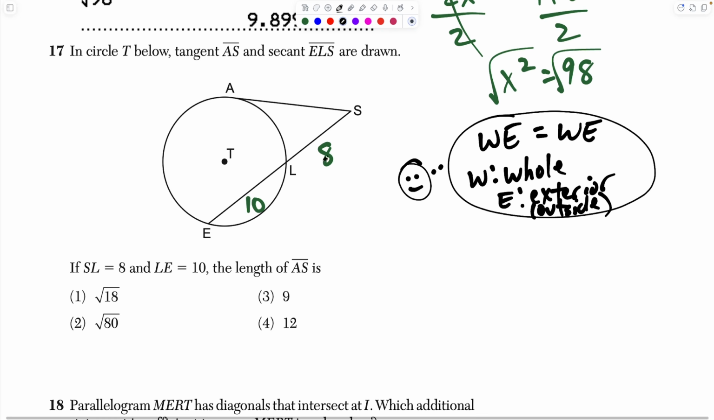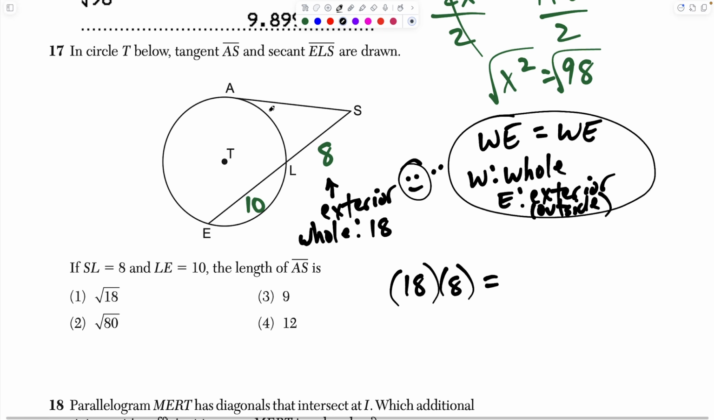So here I look and see, okay, 8 is an exterior piece. This is outside the circle. The whole segment though, ES would be the whole secant, is 18. I would just do 10 plus 8. So over here, I have the whole segment is equal to 10 plus 8, which is 18. So when I want to use this formula, the whole secant is 18 times the exterior piece is 8 units long.